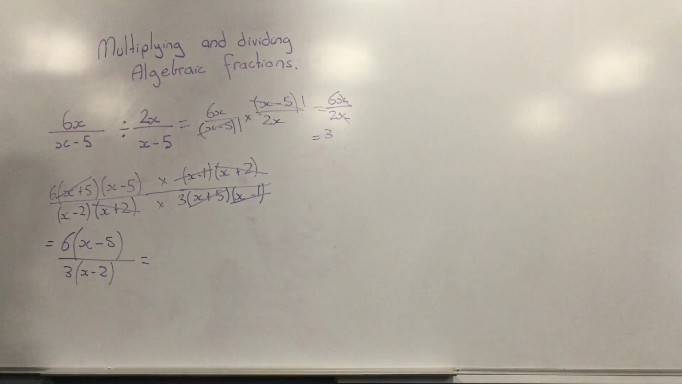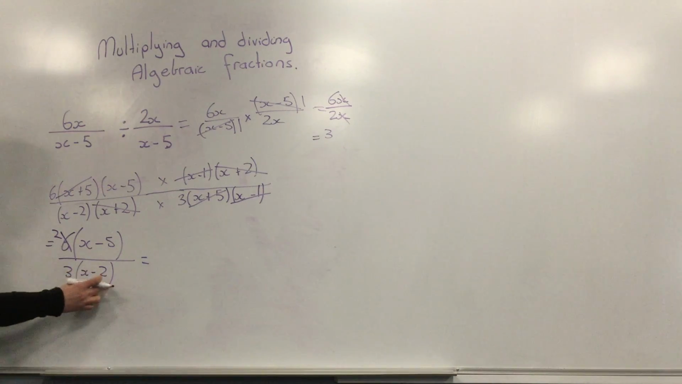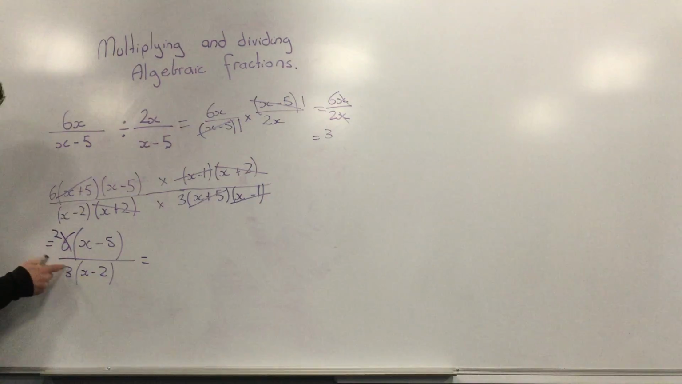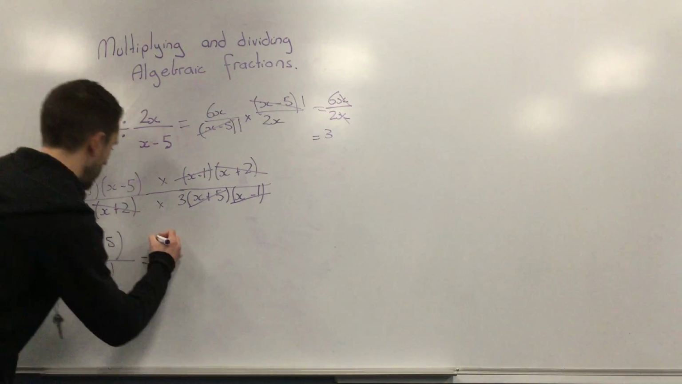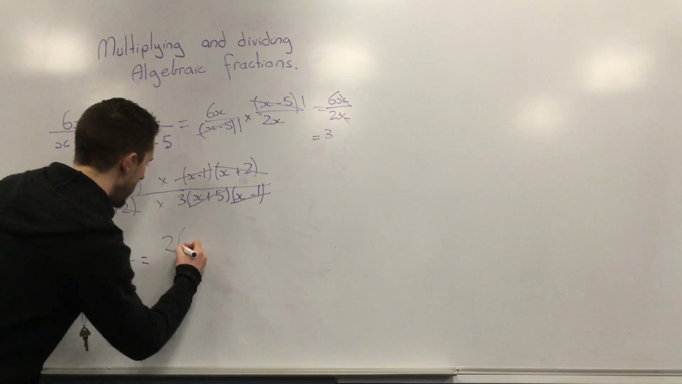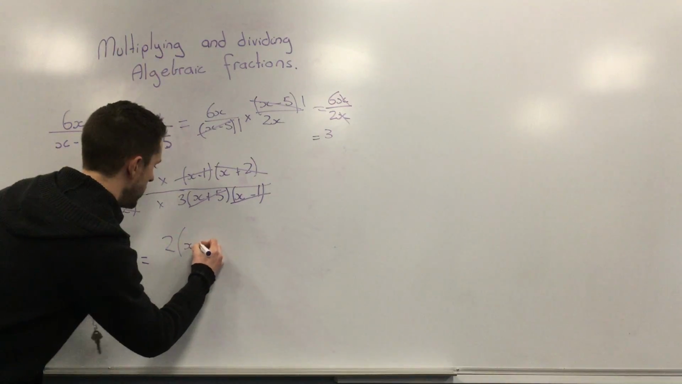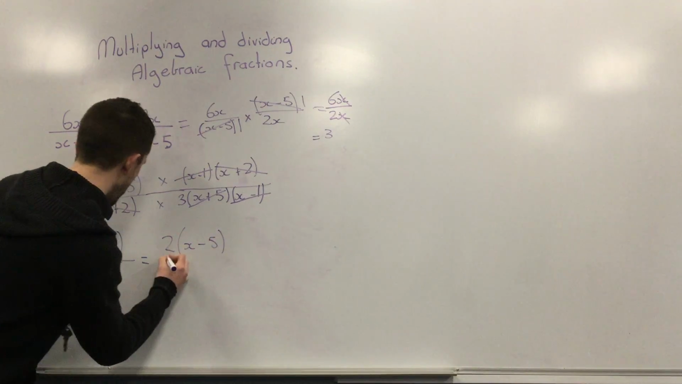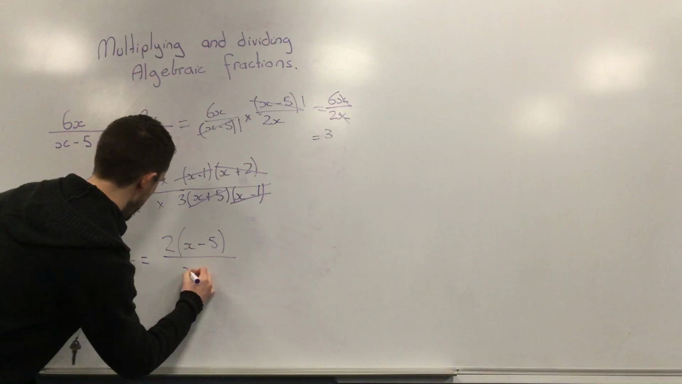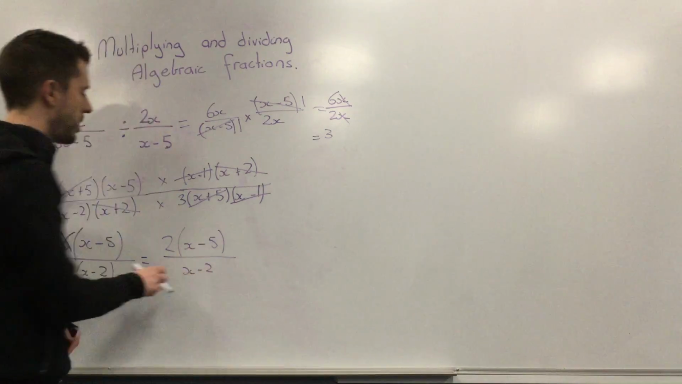So that means I can divide this 6 by 3 and change it to 2, and 3 divided by 3 is 1. Well, 1 times anything will stay the same. So I'll just cancel that out, and I'll just rewrite that. 2 times x minus 5, and I've got x minus 2 here.